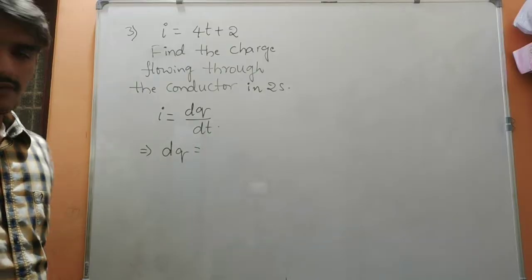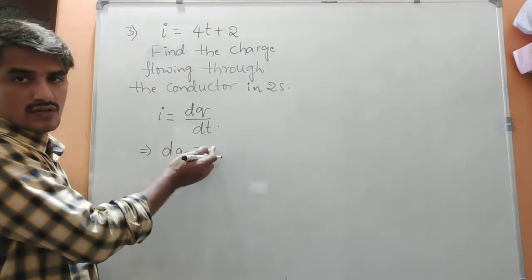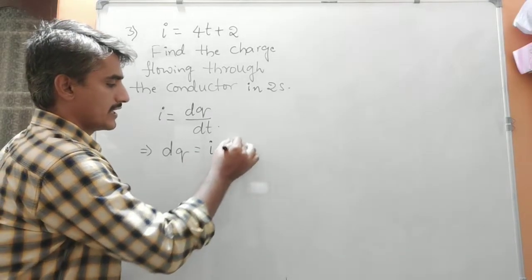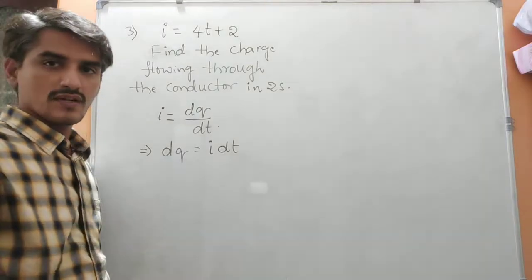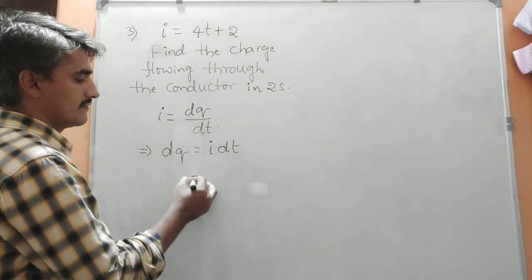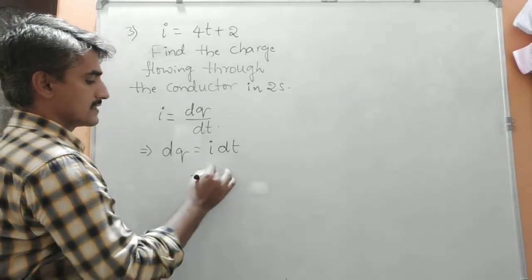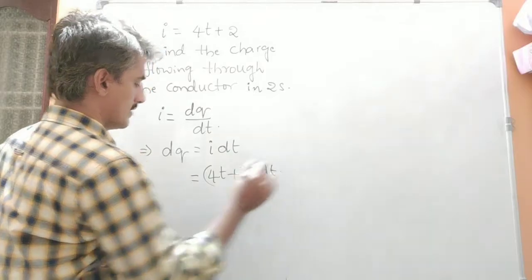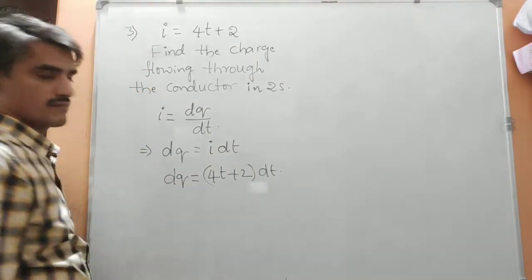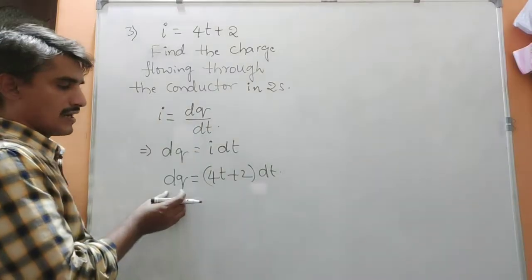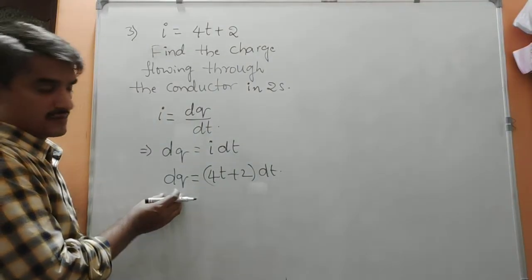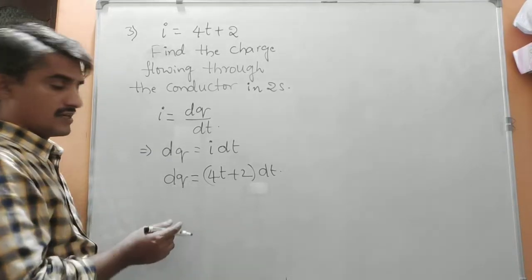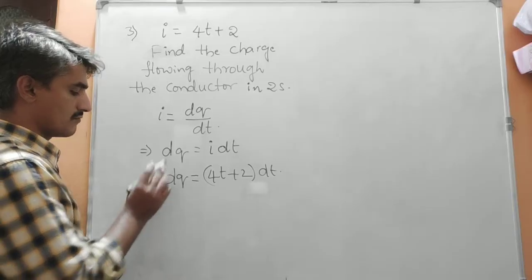this is an instantaneous current. So from that, what can we write? dq is equal to, if we send this dt to this side, it will become I into dt. Now we know the value of I here. I is a function of time, which is written as 4t plus 2, into dt. This is dq. This is some dq amount of charge. Now if you want to find the total amount of charge depending upon the time here, then what do we have to do? Integrate on both sides here.